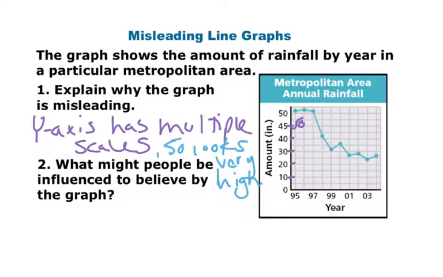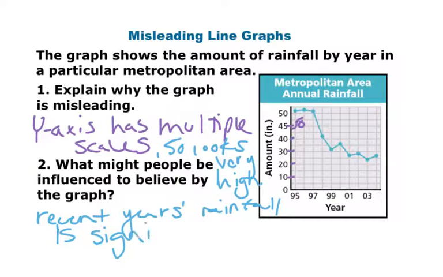So what might people be influenced to believe by the graph? That recent year's rainfall is significantly lower.